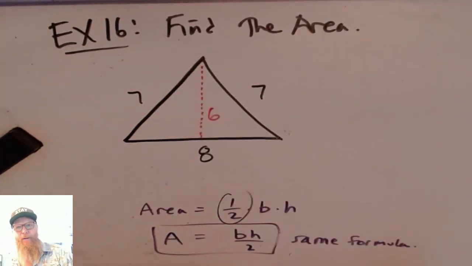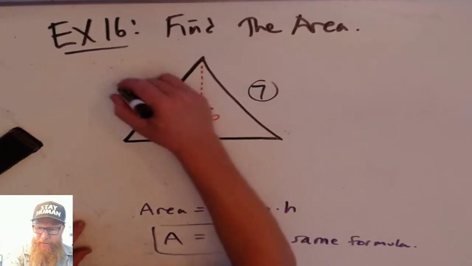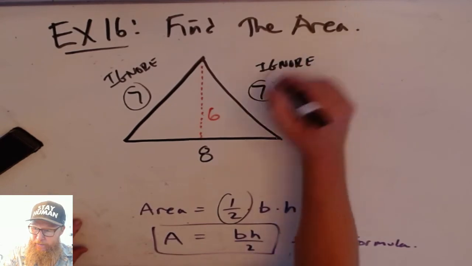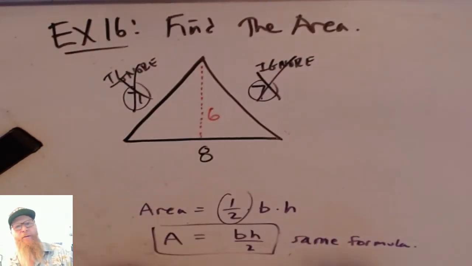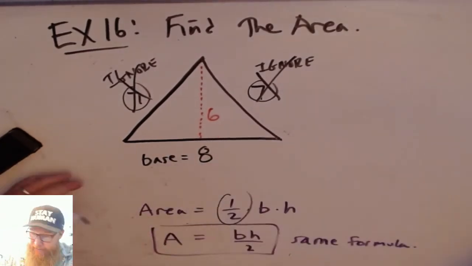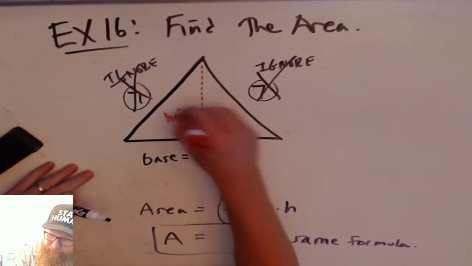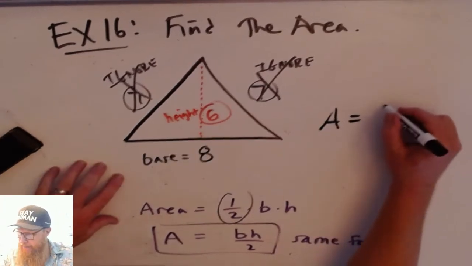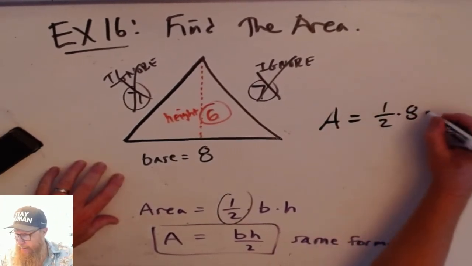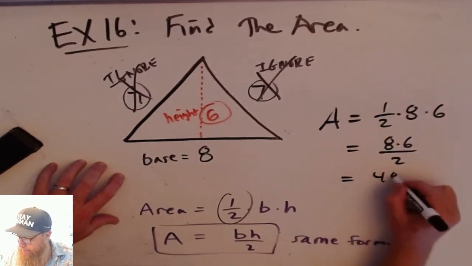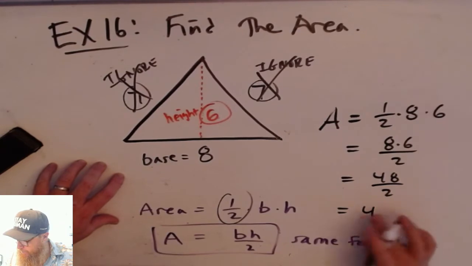Okay, find the area. Ignore, ignore. All you want is the base and the height. All right. So the area is 1/2 times 8 times 6, or 8 times 6 divided by 2, which is 24.